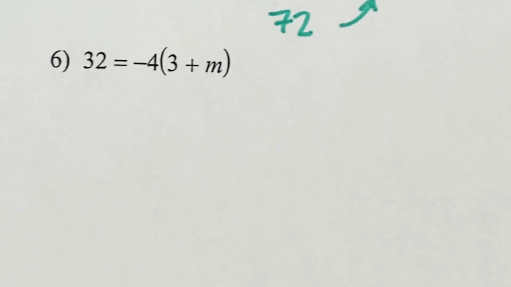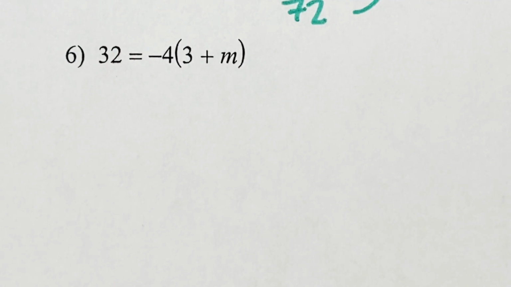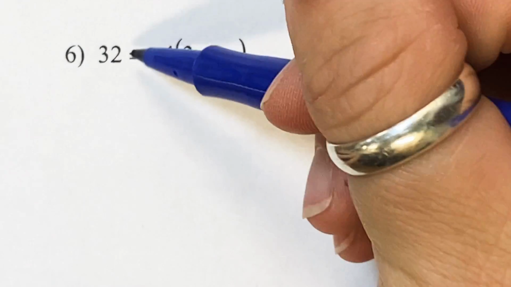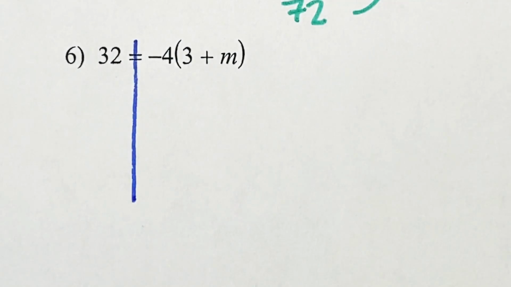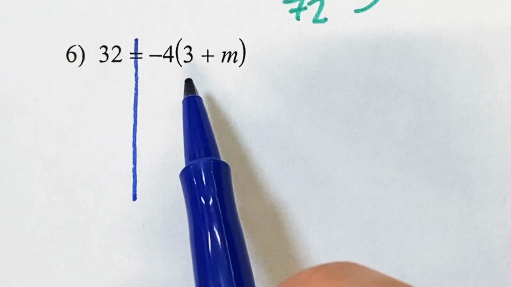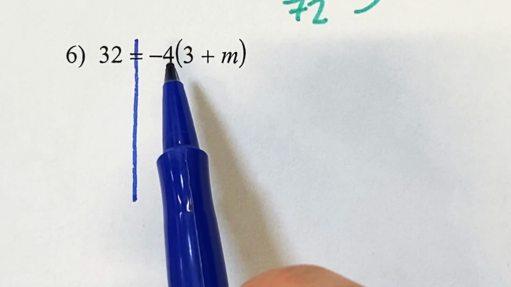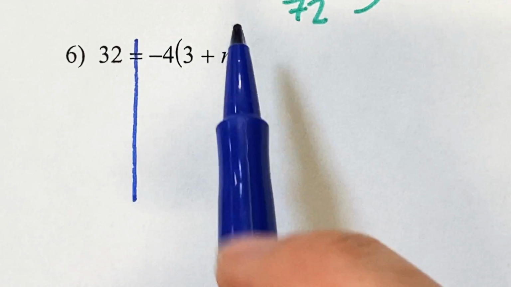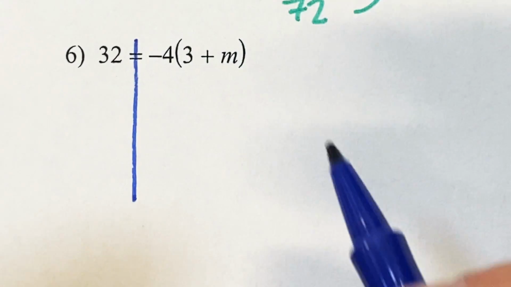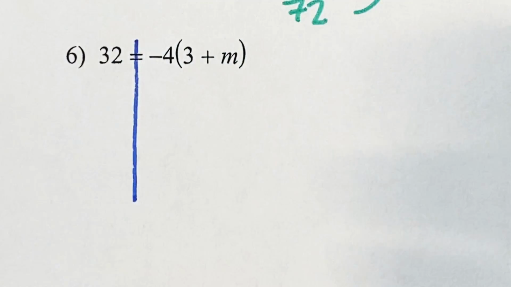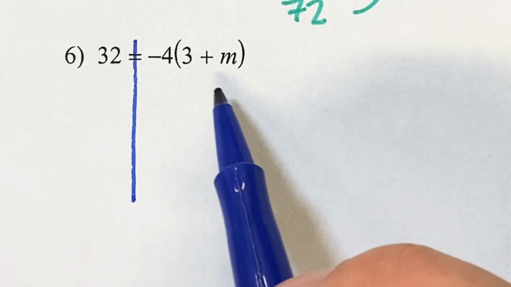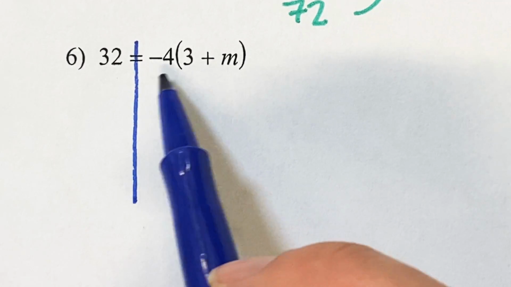Okay, last example. We have some parentheses in here. That's okay. Let's start it the exact same way. Draw your line down your equal sign. When you see parentheses, what you might want to do is distribute. Don't. That would be if we were tying the knot further. We're trying to untie the knot. So we need to get rid of one of these pieces.